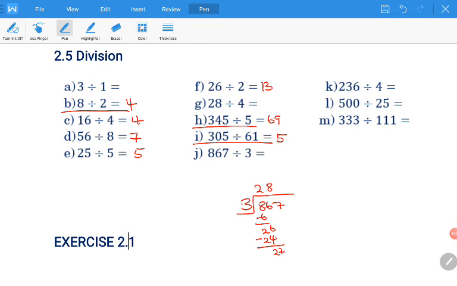Then we take down 7. 3 into 27, that's 9. So the answer for 3 into 867 is 289.